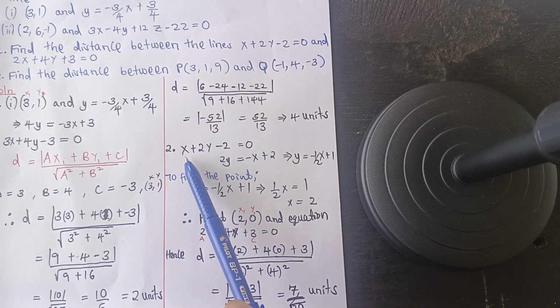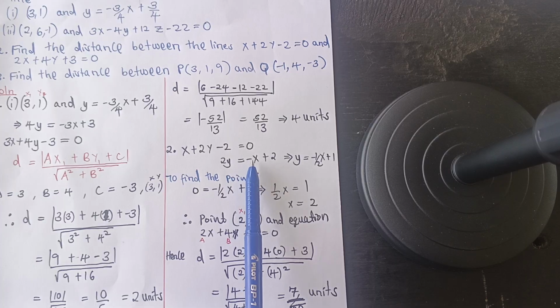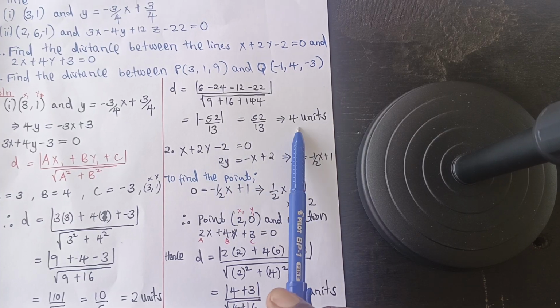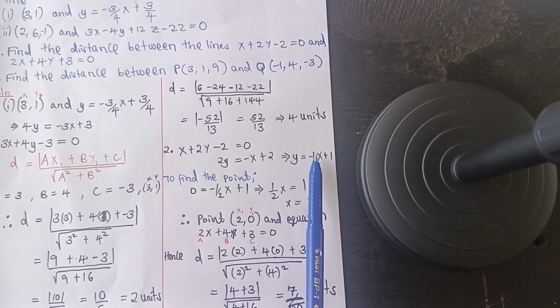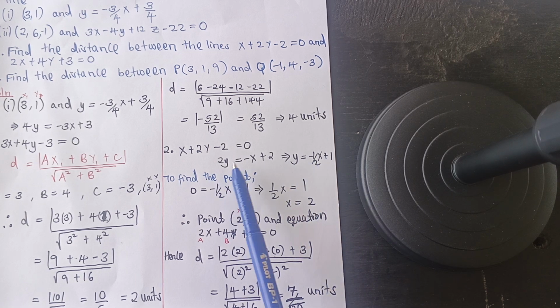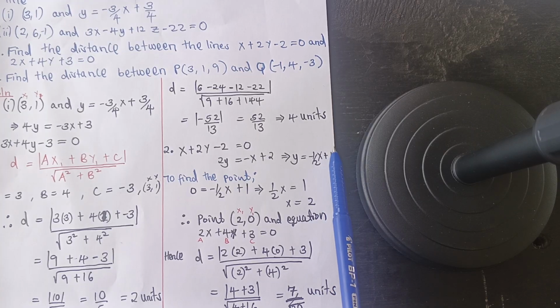If you put x and negative 2 on the other side, it's going to be 2y is equal to negative x, and the negative 2 moved to the other side should be positive 2. Meaning y is going to be, we divide both sides by 2, so it's going to be negative 1 over 2 x plus 1.